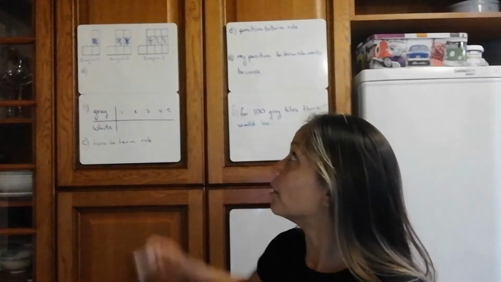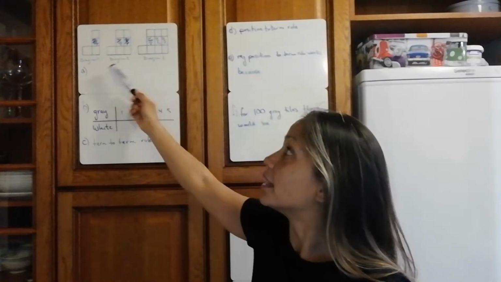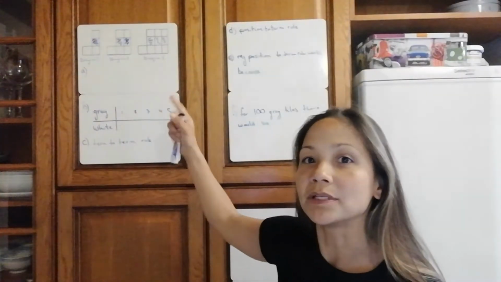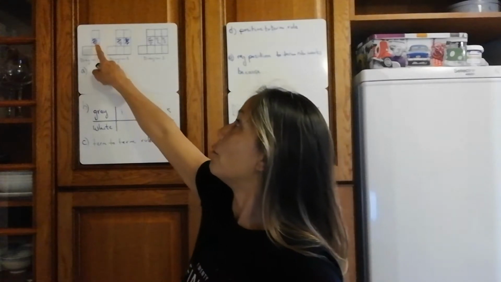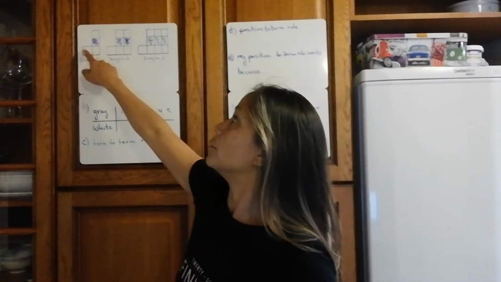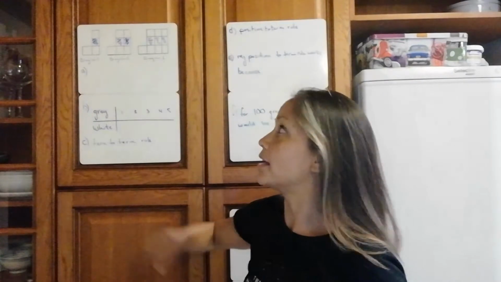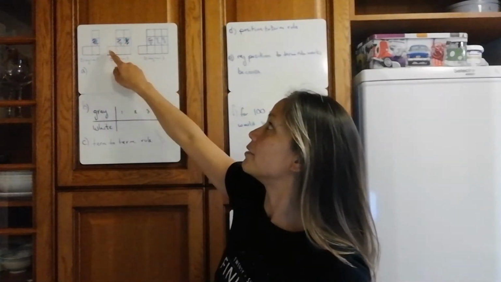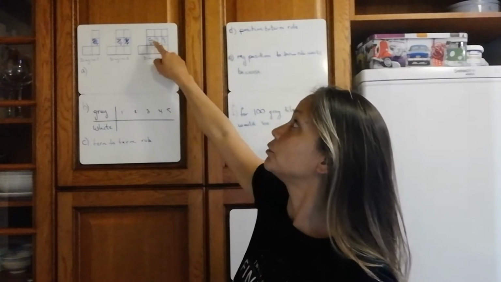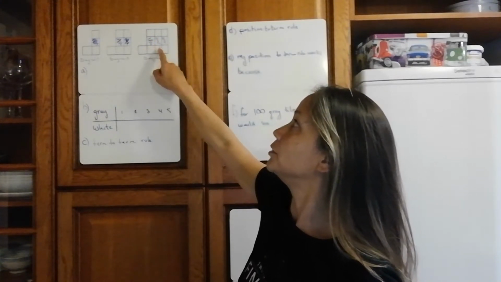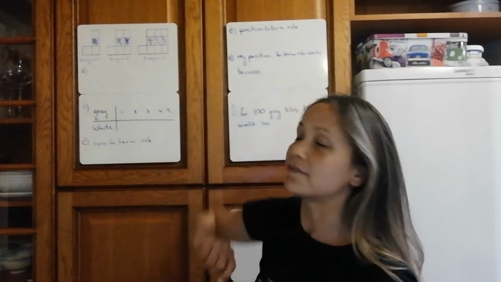So we've got a diagram here, or a set of diagrams here, and you can see that they follow a sequence. That means that they follow a pattern. Diagram 1 has got one gray tile and 1, 2, 3 white tiles. Diagram 2 has 2 gray tiles and 1, 2, 3, 4, 5 white tiles. And diagram 3 has 3 gray tiles and 1, 2, 3, 4, 5, 6, 7 white tiles.